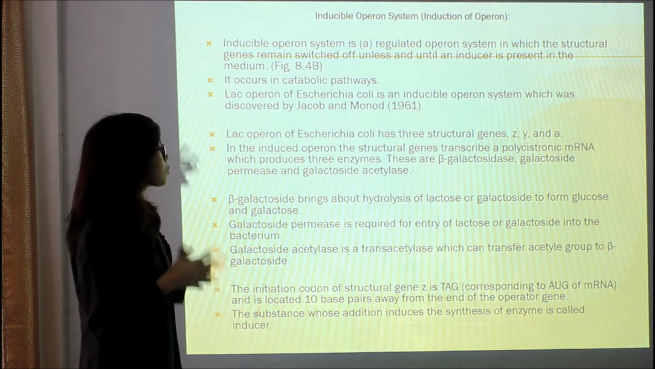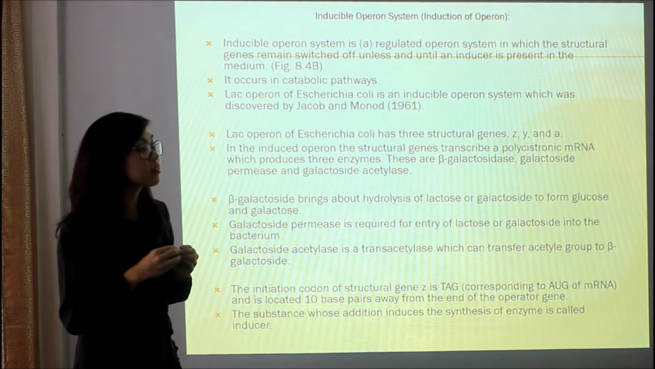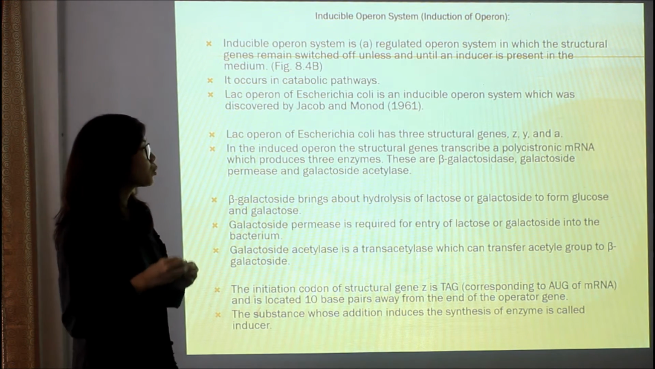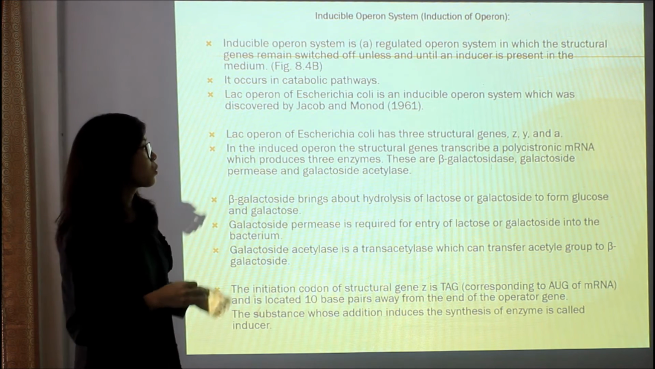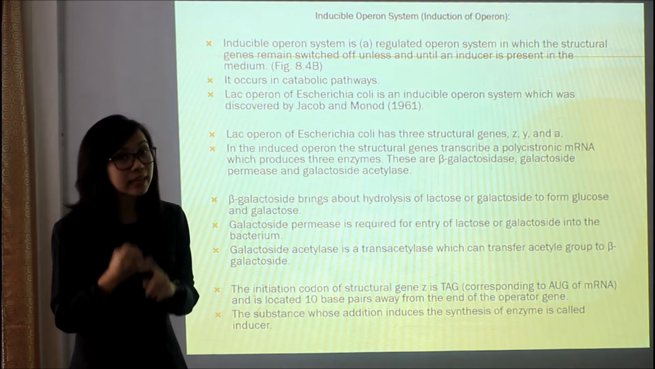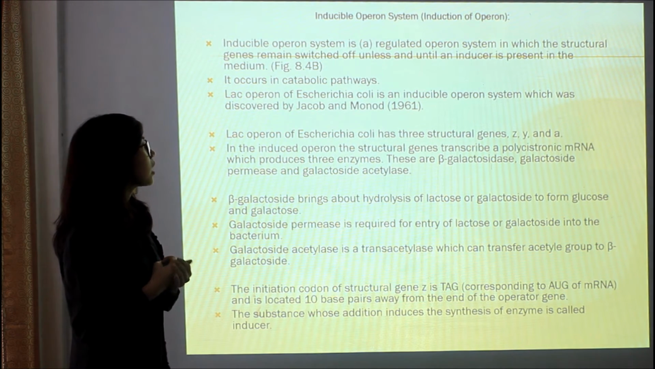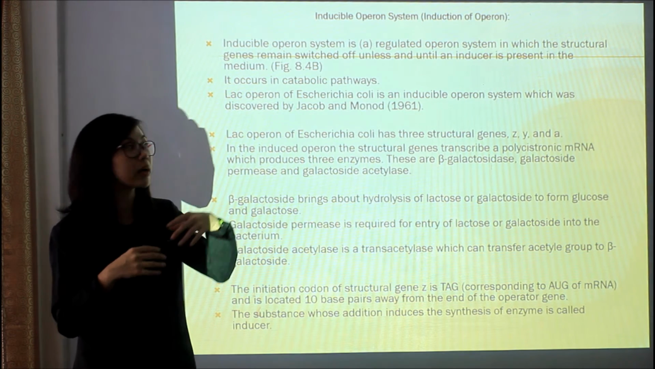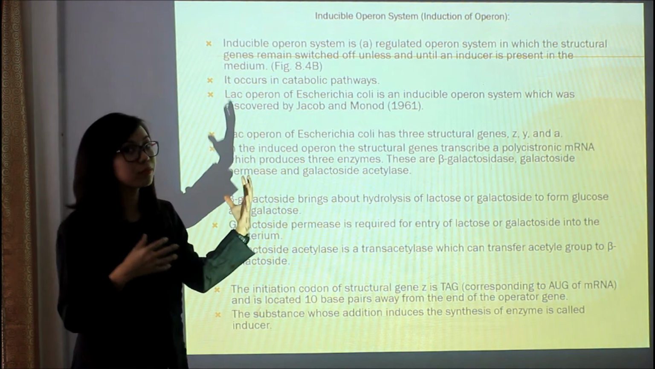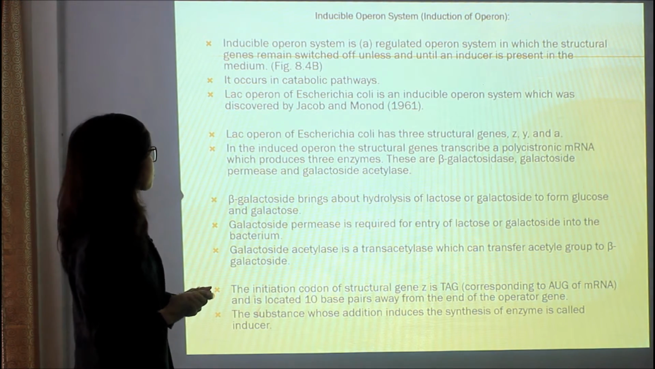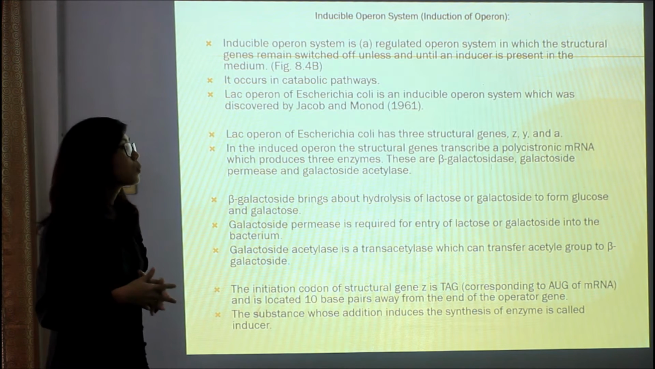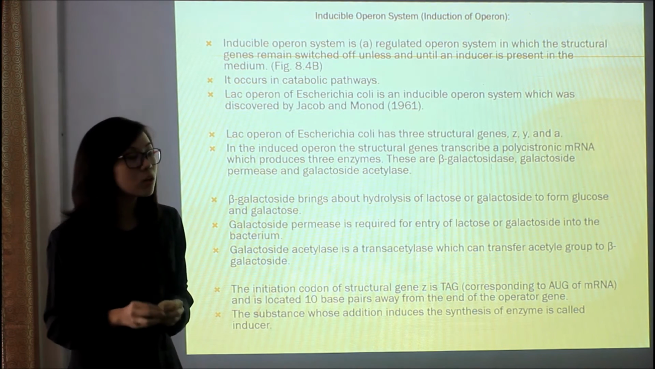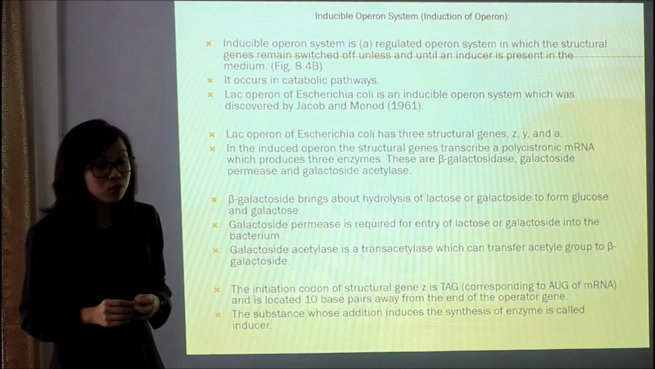A. In the induced operon, the structural genes transcribe a polycistronic messenger RNA which produces three enzymes. So they are the beta-galactosidase, galactoside permase, and galactoside acetylase. So they are the three enzymes, and on my diagram before, I've shown you these three enzymes. Beta-galactosidase brings about hydrolysis of lactose or galactoside to form glucose and galactose.